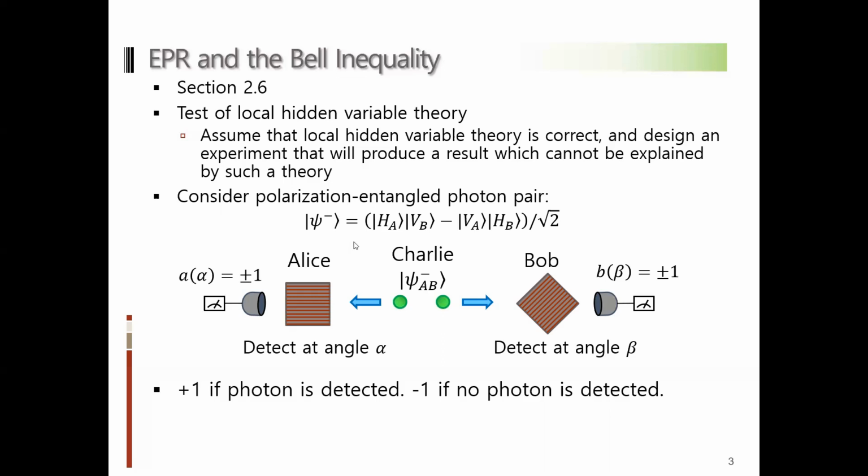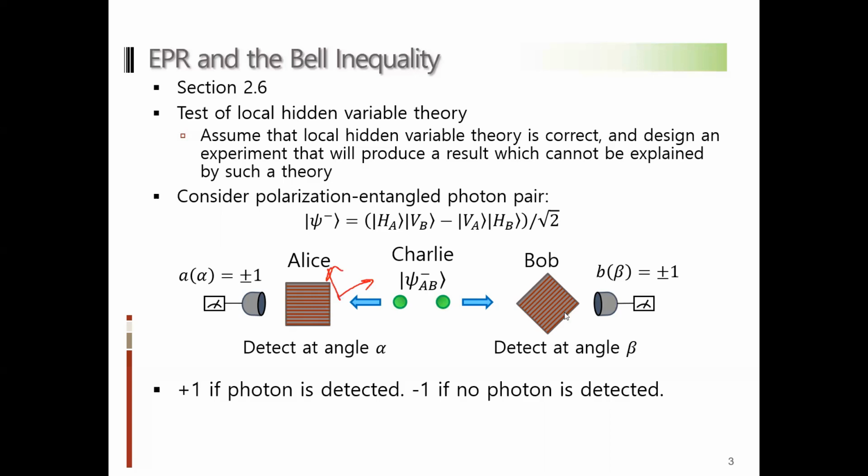Let me give you some more concrete idea. Let's assume that there is a person called Charlie, and the job of Charlie is to generate a pair of photons, and then send one of them to Alice and the other one to Bob. Alice can measure the polarization of this photon either by using the HV basis, or she can tilt this axis by 45 degrees and measure along the 45-degree basis.